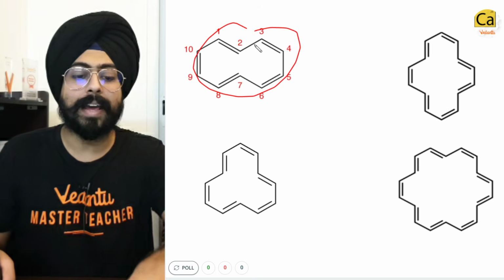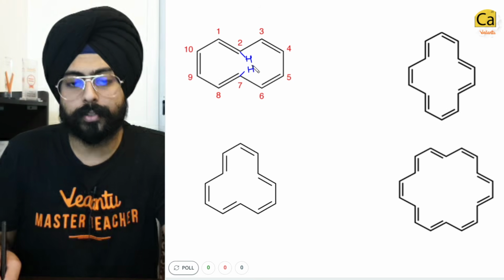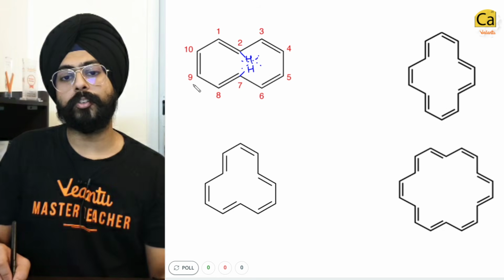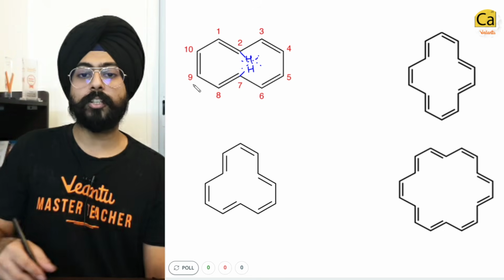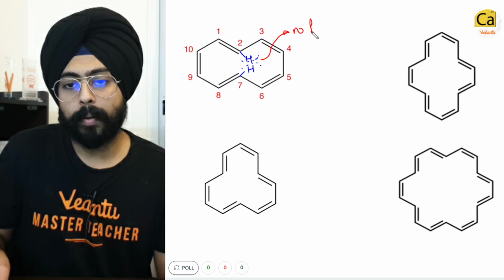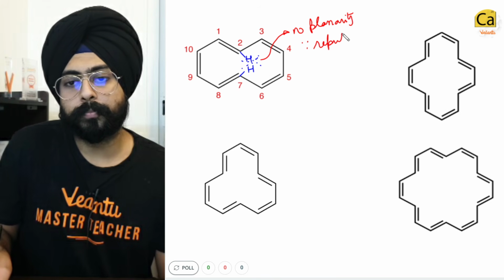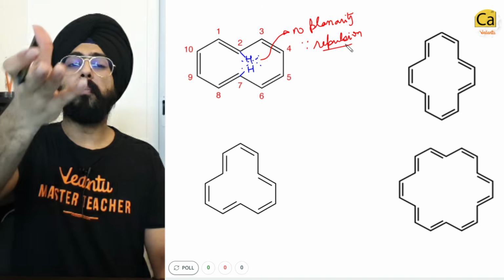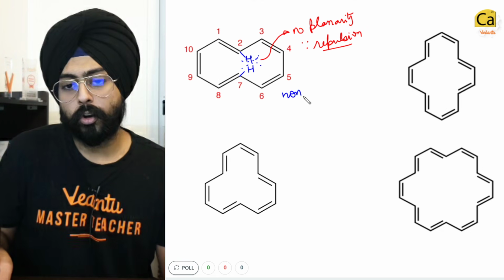What is this? This is 10-annulene. My dear friends, over here you have these two hydrogens. There is repulsion between these two hydrogens. This dihedral interaction exists between them. Because of these two hydrogens, this ring cannot be planar. No planarity because of repulsion. If it was planar, it would have been aromatic, but there is no planarity because of this repulsion. And my dear friends, 10-annulene is non-aromatic.